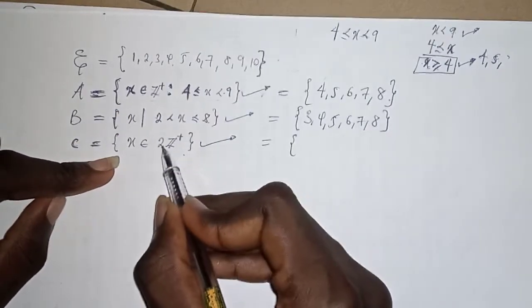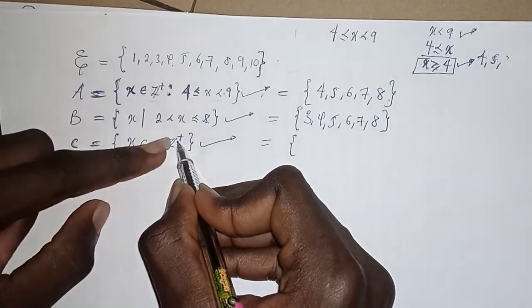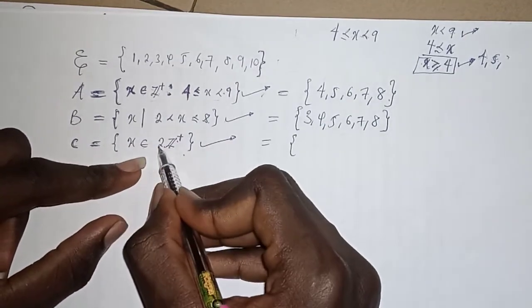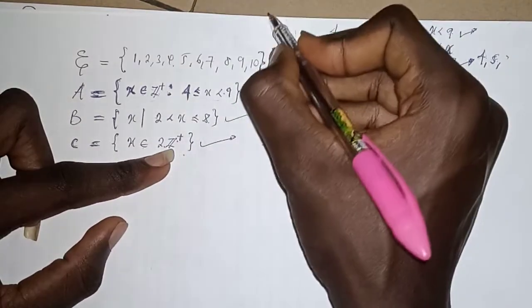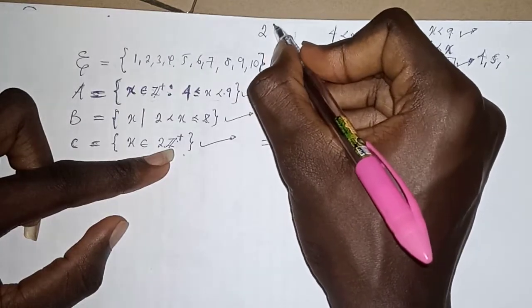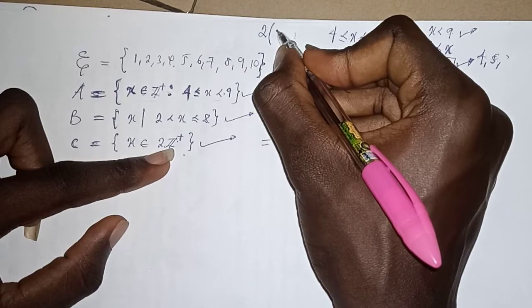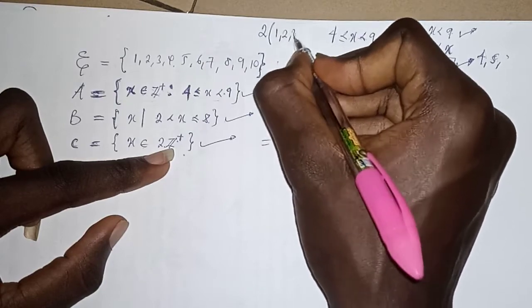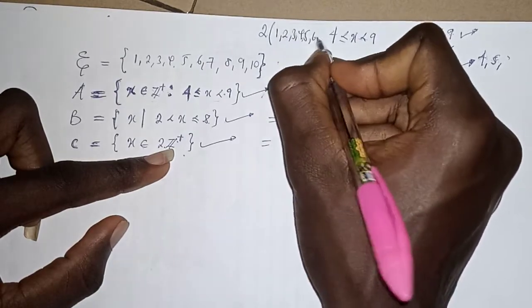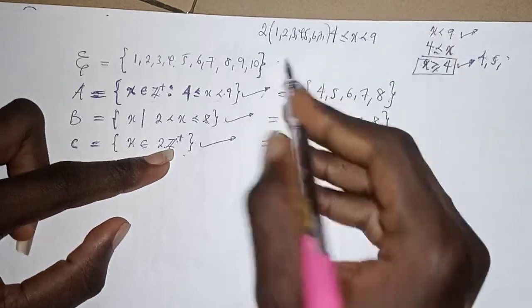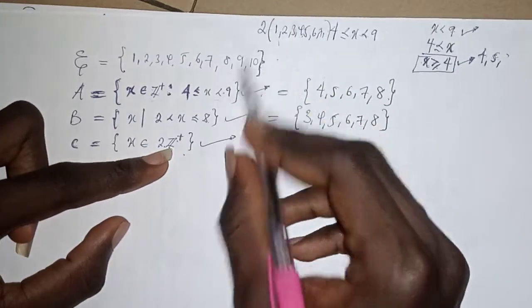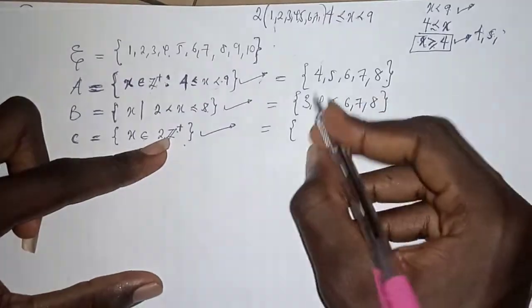Here in this case, I have twice of positive integers. So be very careful. x is a member of twice of positive integers. So what are twice of positive integers? I just explained that earlier. Positive integers are the counting numbers: 1, 2, 3, 4, 5, 6, 7. So when you take twice of these positive integers, what do I need to have?